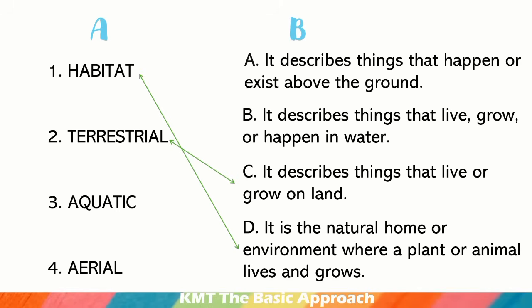Number 3. Aquatic. What is your answer? Good job! The correct answer is letter B. It describes things that live, grow, or happen in water. And last, aerial. Correct. The answer is letter A. It describes things that happen or exist above the ground.